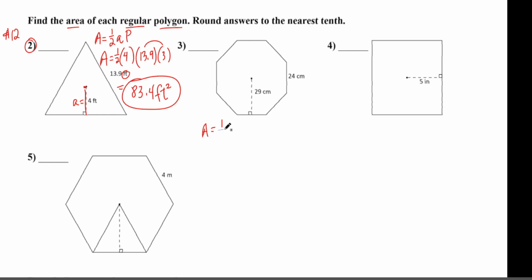So let's put it in here again. 1/2 times the apothem. What's the apothem to this one right here? 29. Times the perimeter. How do I find the perimeter? 24 times 8. 1, 2, 3, 4, 5, 6, 7, 8. Yep. Times 8. And now what do we do with all those numbers? Put it in a calculator, and I got 2784. Okay. What? Centimeters squared.